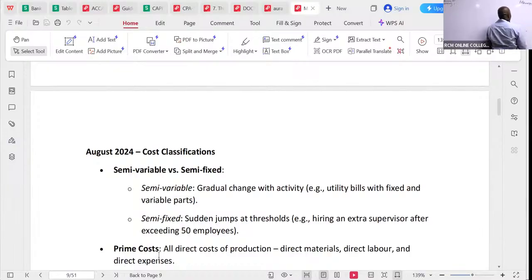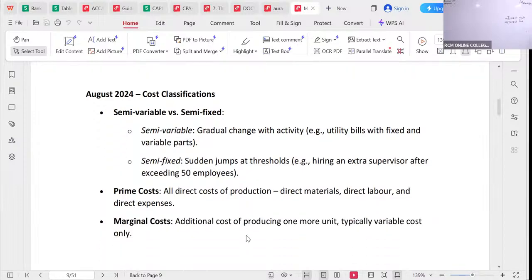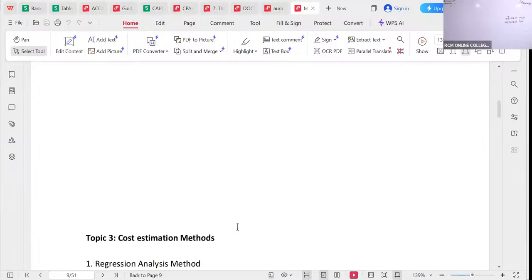So prime cost is like what? Direct materials. Another one is what? Direct labor. Anything that is direct, even if they say direct overhead, still that will be a prime cost. So prime cost, we are told there, these are all direct costs of production: direct materials, direct labor, and direct expense. Then we have marginal cost, and I define this for you. Additional cost of producing one more unit. One more unit. I will not add more English, that is enough.